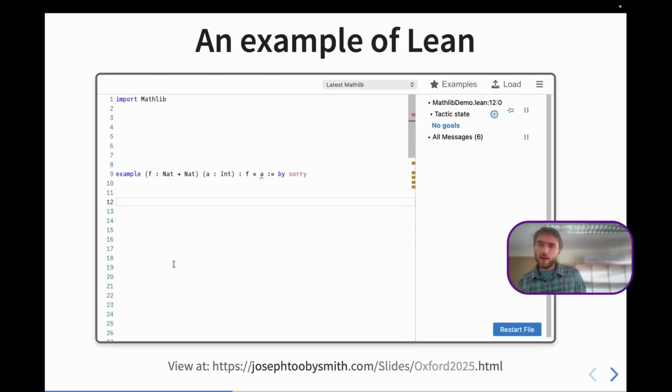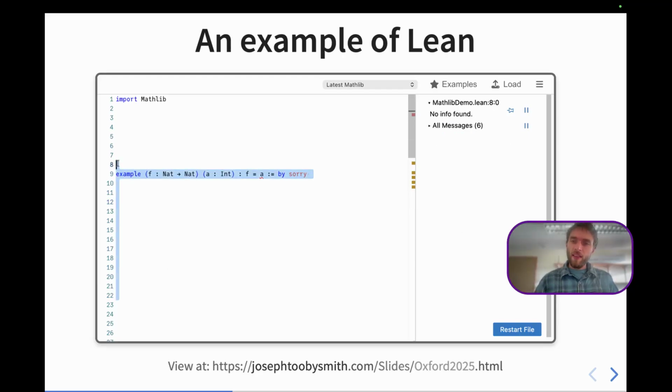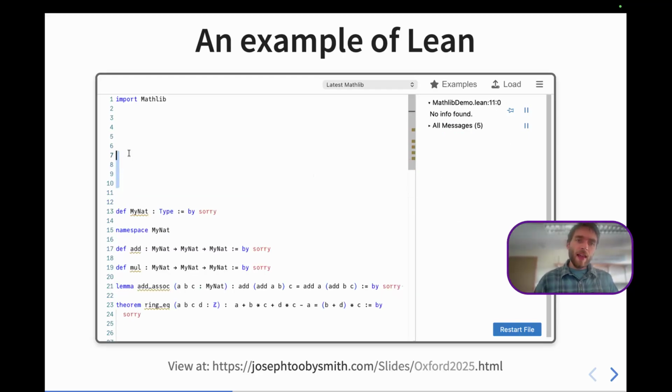Lean works on this thing called type theory. Type theory is like set theory, and for the purposes of this talk, I want you to think of a type really as a set. It's not exactly the same, but just for convenience, we're going to think of types as sets.